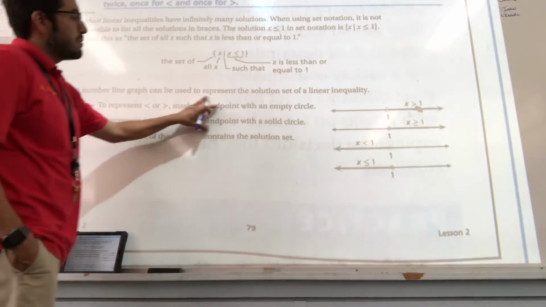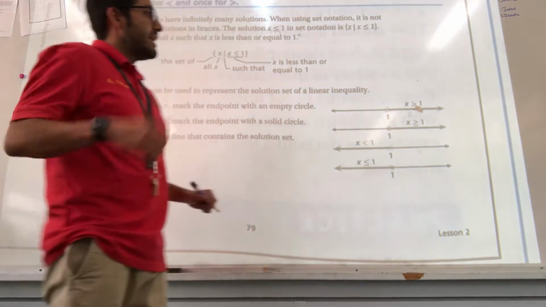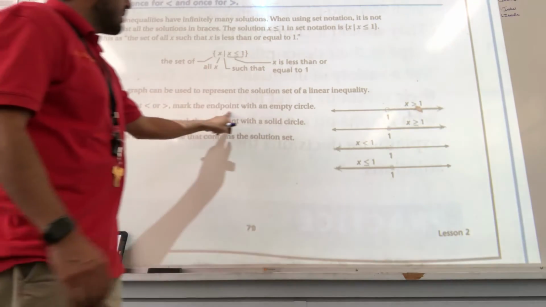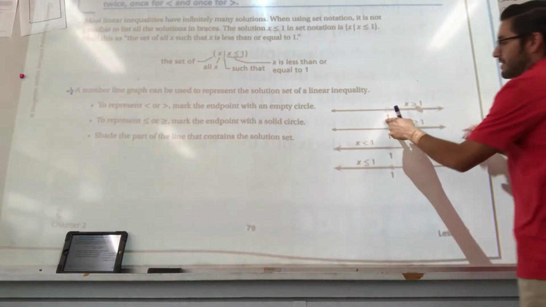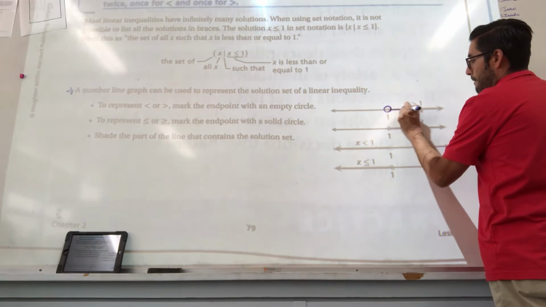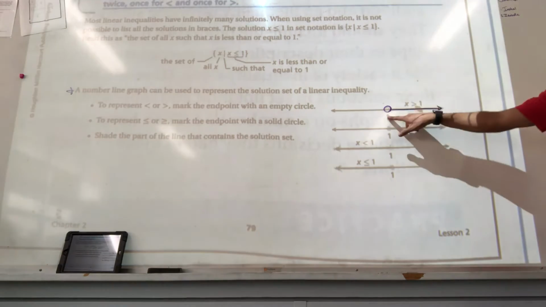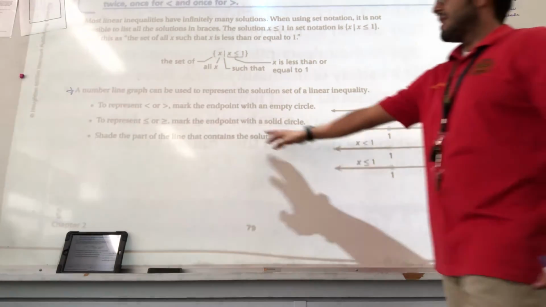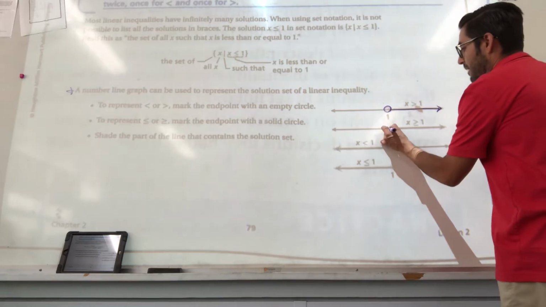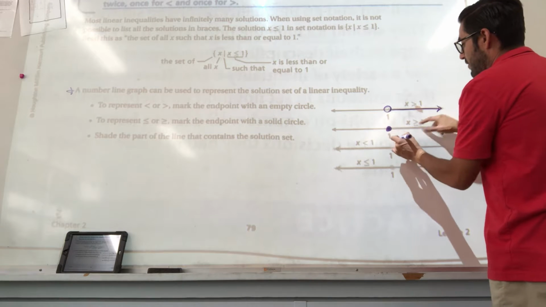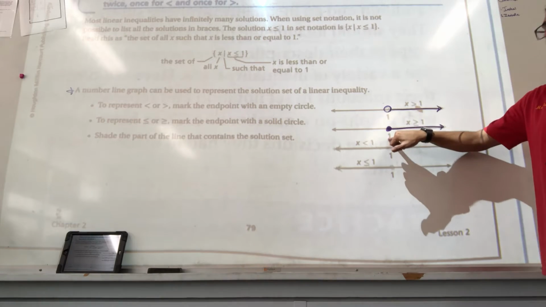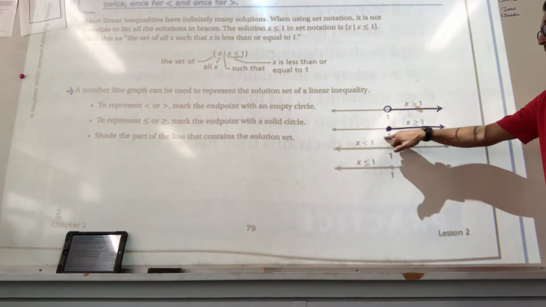A number line graph can be used to represent the solution of the linear inequality, and here's how you would do it. To represent less than or greater than, mark the endpoint with an empty circle. In this one, x is greater than 1, so we would draw a circle and then draw the line, because x is any number greater than 1. To represent less than or equal to or greater than or equal to, mark the endpoint with a solid circle. That means that includes that number. So if x is greater than or equal to 1, it would be a solid circle, boom, just like that. That means x is greater than 1, and it also could equal 1.